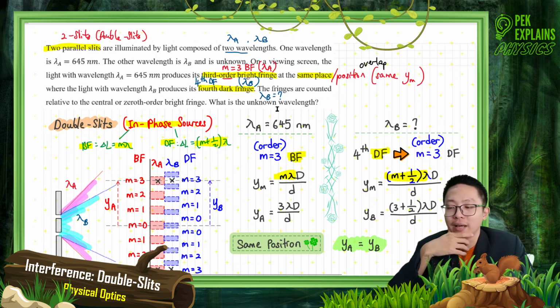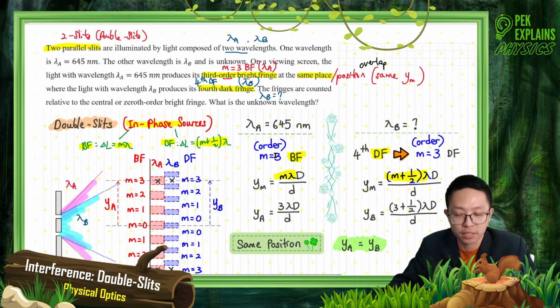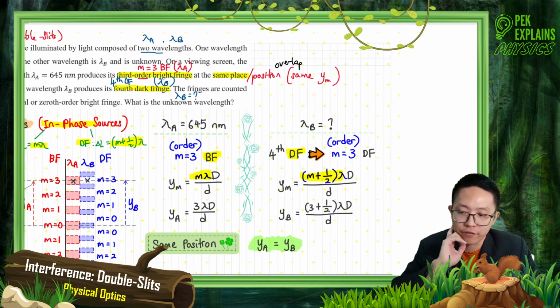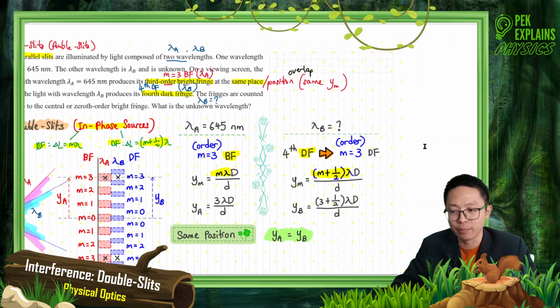So again, I write it down here. Lambda A, third order bright fringe. He already mentioned this is third order, so he already gave the value of m directly. Order means the m, so third order means m equal to 3, bright fringe. So we already have this, safe and sound. Now only the fourth dark fringe. What order is it? Fourth dark fringe, what's the order? m equal to 3. Why? In the previous example, I already explained.